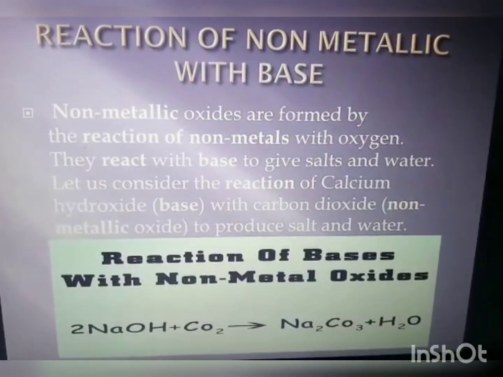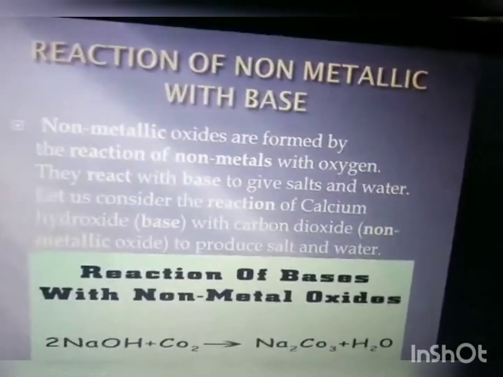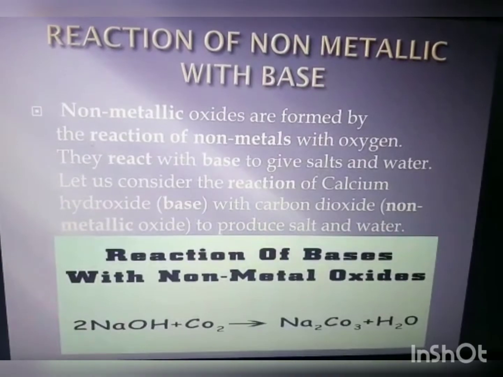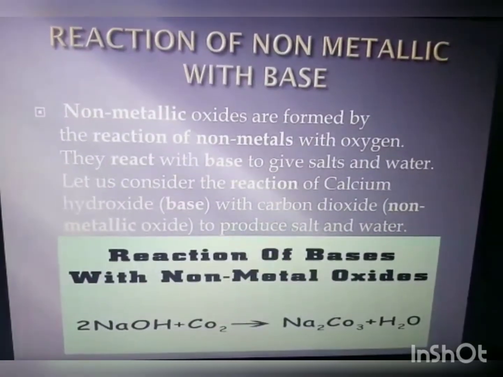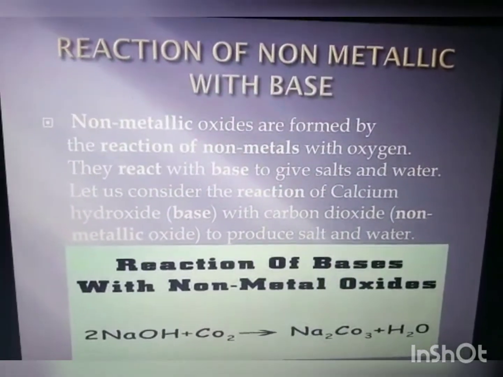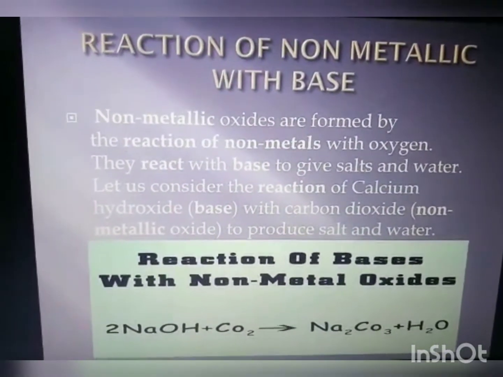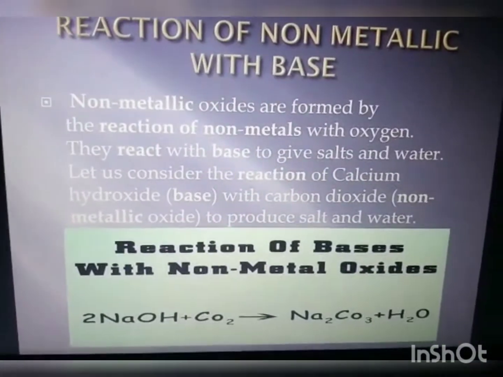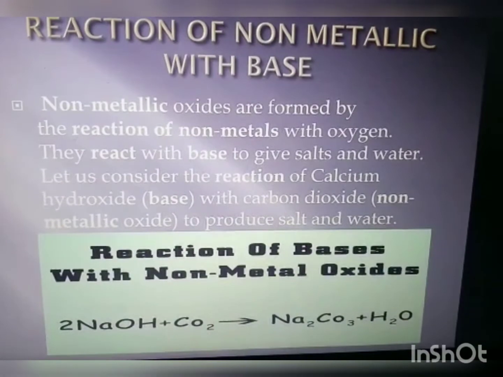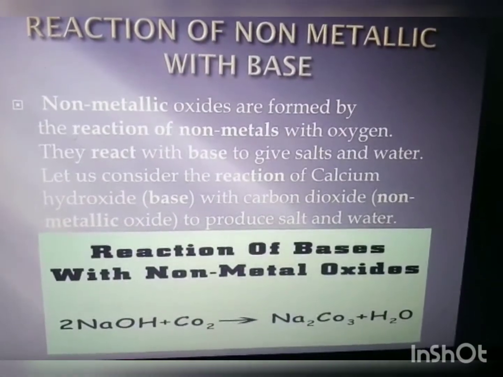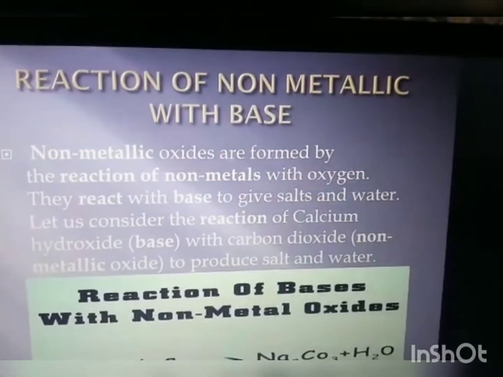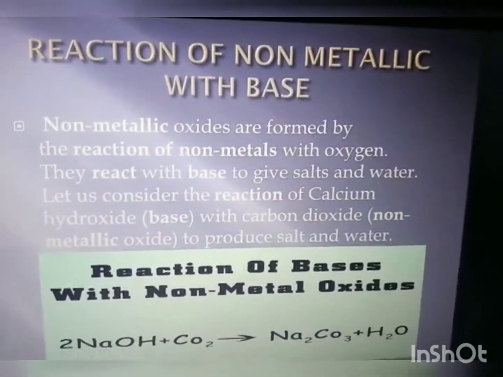Reaction of non-metallic oxide with base. See students, non-metallic oxides are formed by the reaction of non-metals with oxygen. They react with base to give salt and water. See, let us consider the reaction of calcium hydroxide, which is base, with carbon dioxide, which is non-metallic oxide. Carbon, it's non-metal. When it reacts with oxygen, it gives carbon dioxide. It is also known as non-metallic oxide. It gives salt and water.